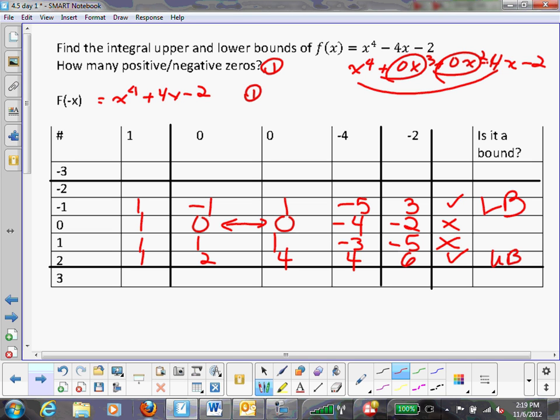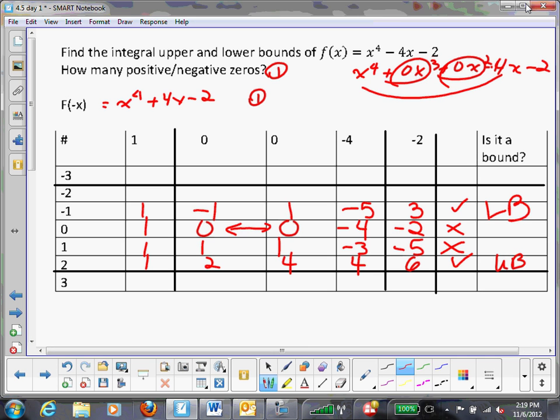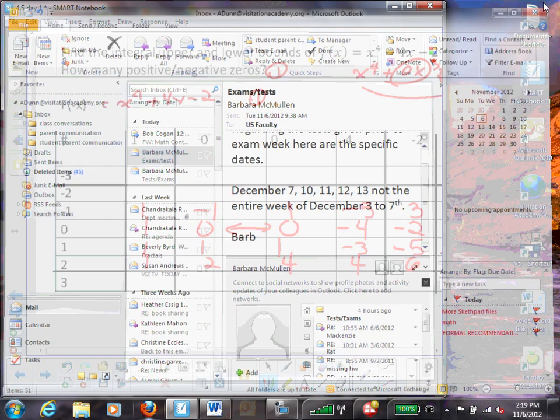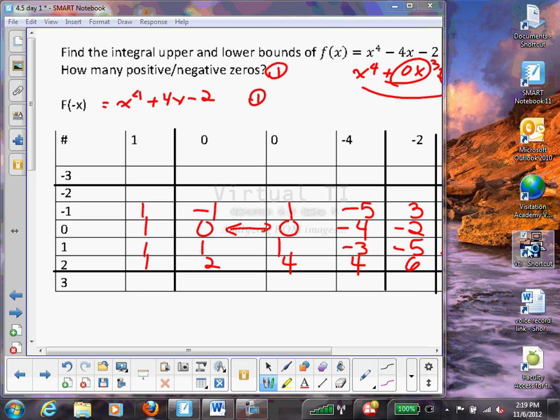Are we good? Okay. I want you to get your calculator out. I'm going to let you see something on your calculator. You can check it, all right, but you won't be able to do this on a test.